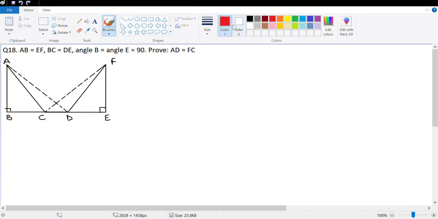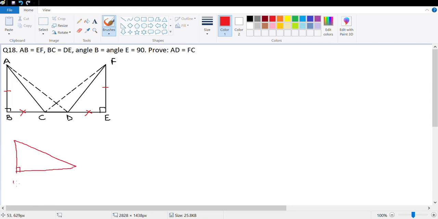Let's look at this question. Question number 18 says AB is equal to EF. Okay, these two sides are already equal, and BC is equal to DE. So small bc is equal to DE here. Angle E is equal to 90, angle B is equal to 90. Prove that AD is equal to FC. So AD is a part of the triangle ABD. Let me just draw a rough diagram here.